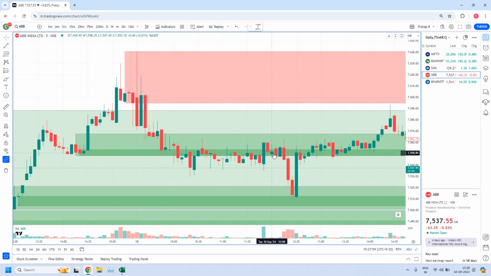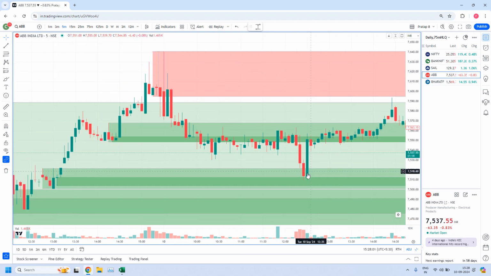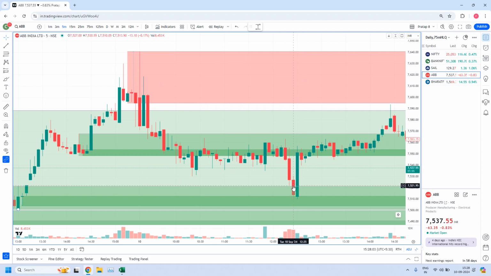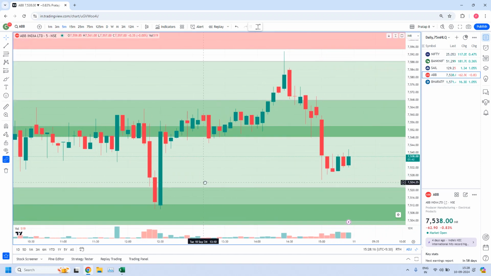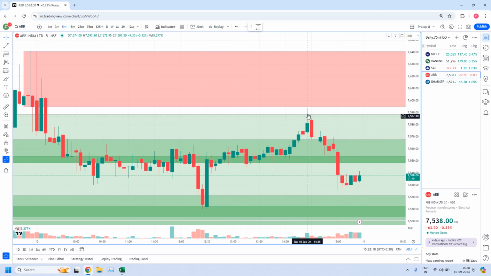But next what happened? Again prices entered into this zone. At what time did it enter? At 12 o'clock, 25 minutes, 5 minutes candle. We got a trade. Next candle also, it was in the zone. And after that it started moving. And finally in this candle it reached the target, the 15 minutes target.